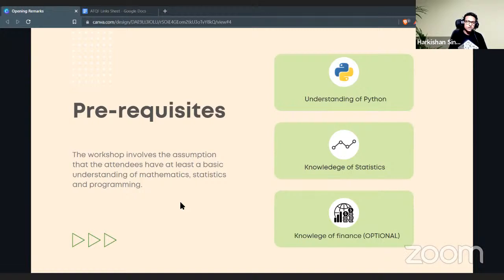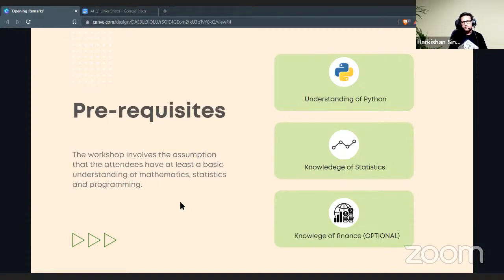Going forward, we also expect you to have knowledge of statistics. What do I mean by that? I mean a basic understanding of statistics, whatever you have done in stats two, like hypothesis testing and parameter estimation. We want you to have a strong background in probability and statistics. That is a must for going into the field of quantitative finance and doing some research in this field.